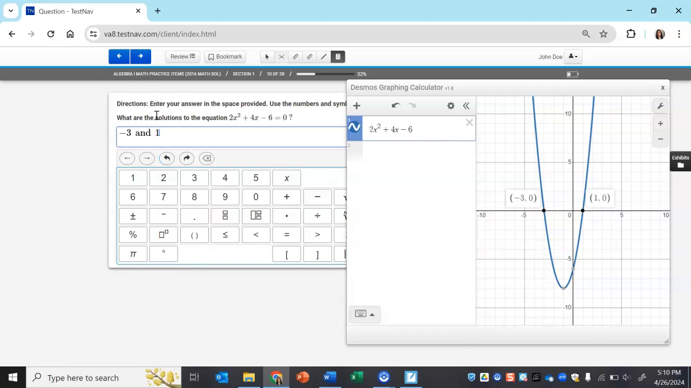That's about it, guys. So what I want you to see is this word solution, okay? If it's asking you for what are the solutions, and it's just an equation, then you can find it using Desmos by clicking on the x-intercepts.